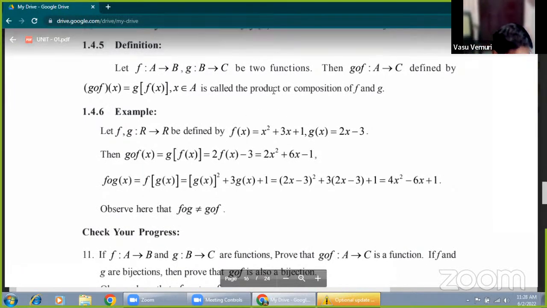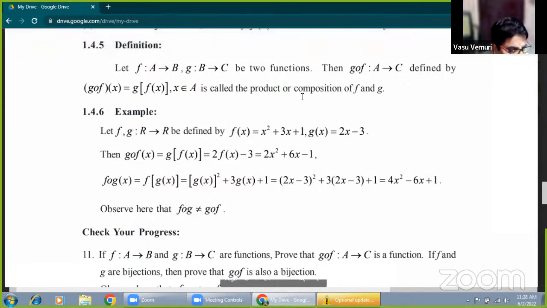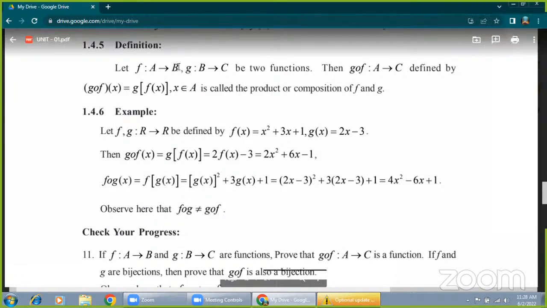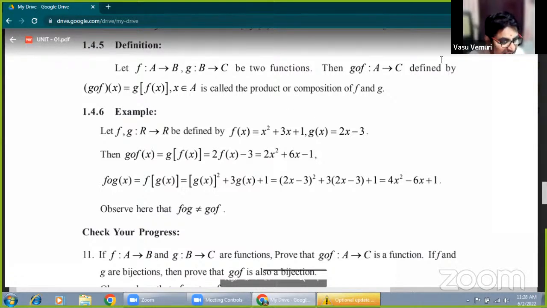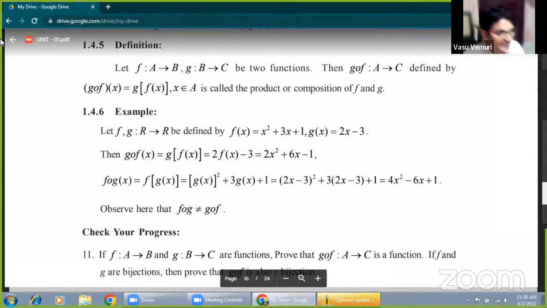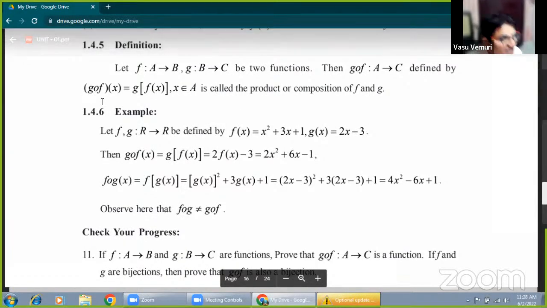Okay, students, please listen carefully. Composition means product. Sometimes that is also called the multiple. What is g circle f of x? Here f is defined from A to B, G is defined from B to C. This is A and this is B, and f is the relation from A to B. Again, g is a relation from B to C. C is also a set. G circle f with respect to x means g of f of x. Here x is an element of the set A. So this relation is called the product or composition of f and g.